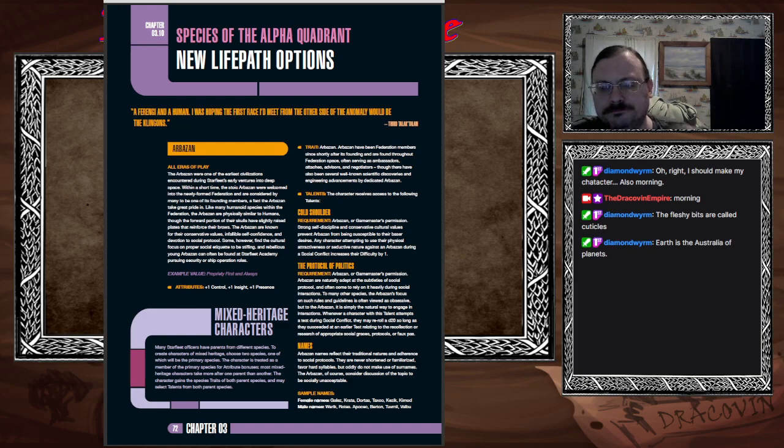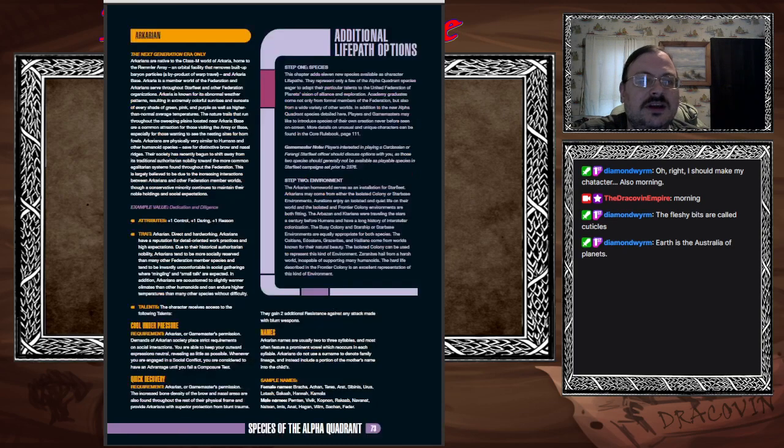So Cold Shoulder is strong self-discipline, a conservative cultural value. You're not susceptible to baser desires. You're good against seductive and attractive things like that. And Protocol of Politics is another one: when it comes to social conflicts, you gain bonuses during them. So that's a very interesting one there.